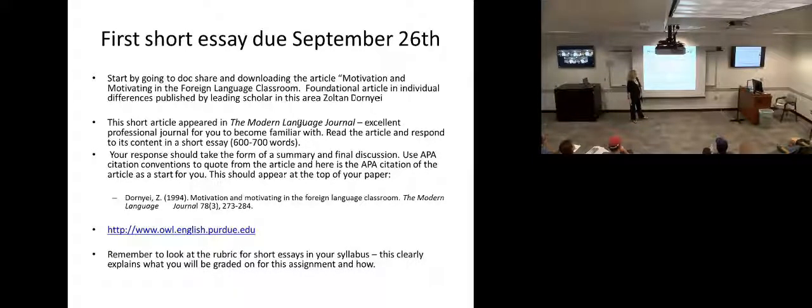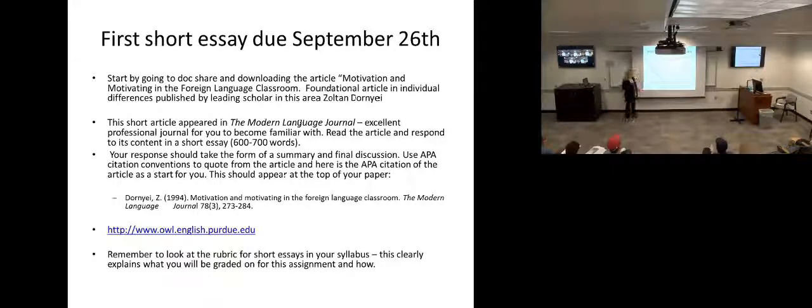Okay? Use APA citation conventions to quote from the article, and at the top, this is a mistake, obviously. That should be in there, and that gap shouldn't be there. This should be at the top of your paper, the bibliographic citation. So at the top of your paper, you're just going to put the bibliographic citation, which I've given you right here. This has changed since I uploaded it. This should actually not have a gap, and this should be a 3 in there.